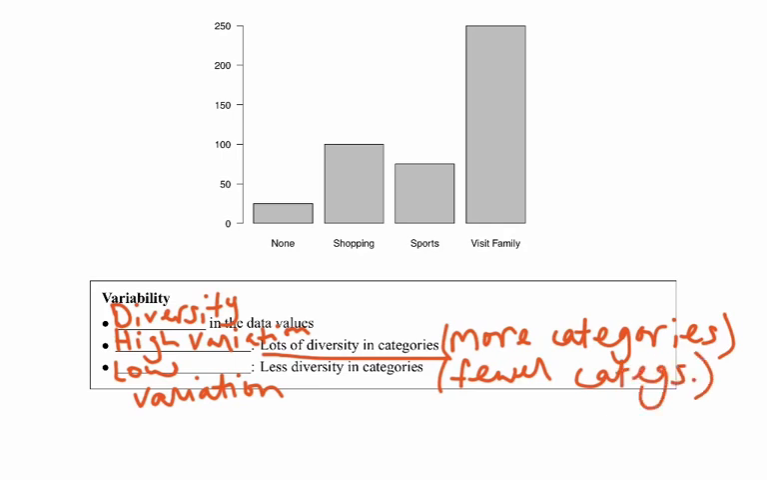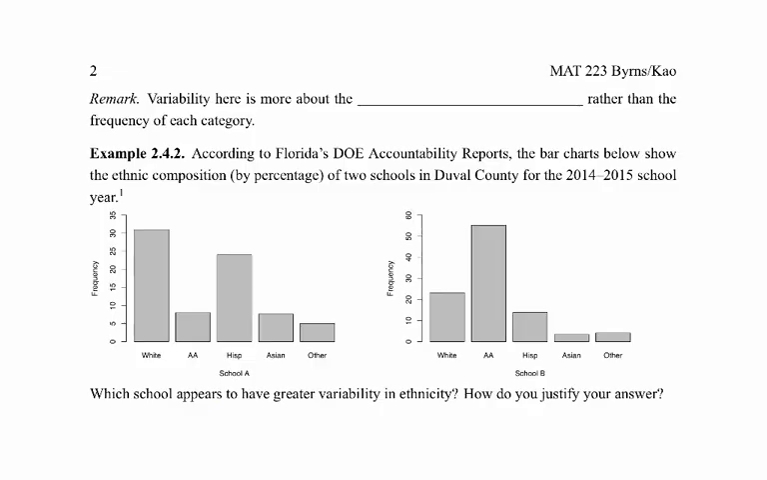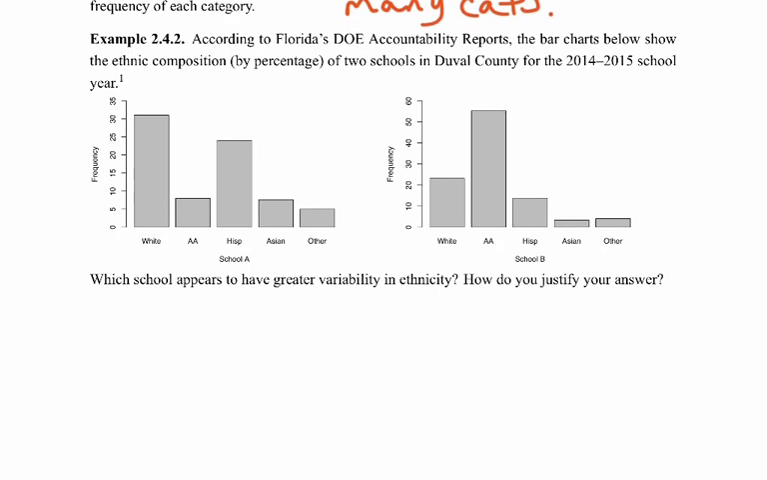All right, so let's look at an example here. It says, remark: variability here is more about the occurrence of many different categories rather than the frequency of each category. So take a look at this example. A lot of times we're going to be looking at graphs and comparing. It's hard to give a number. We don't have a number we can give necessarily for variability when we're talking about categorical data, but we can look at graphs and make a comparison.